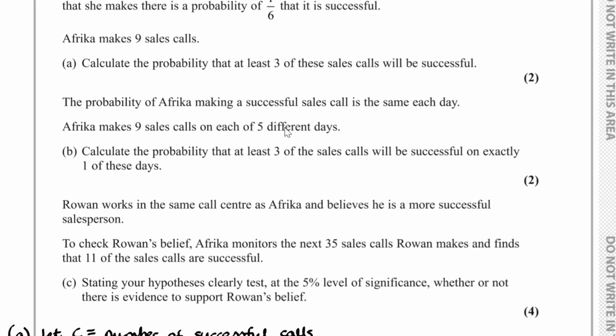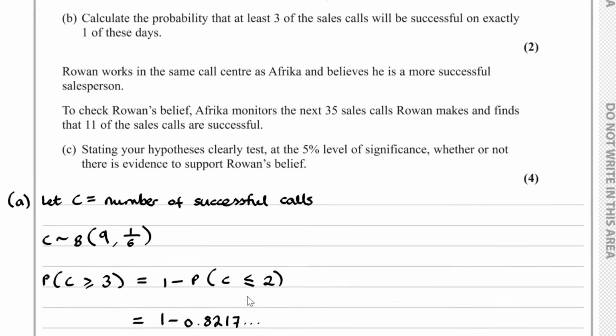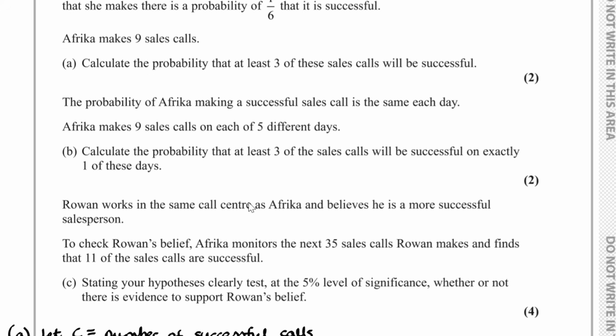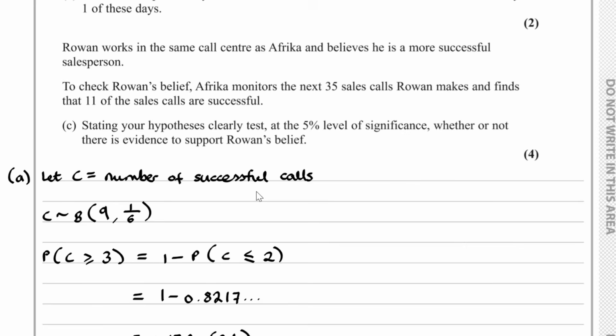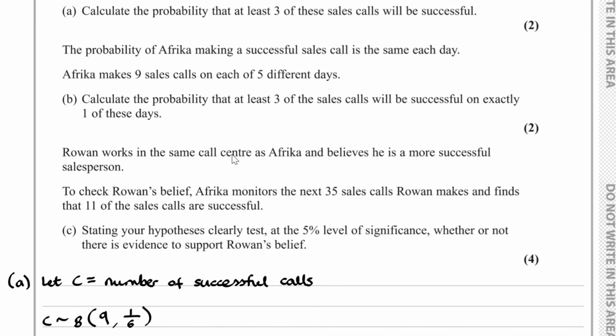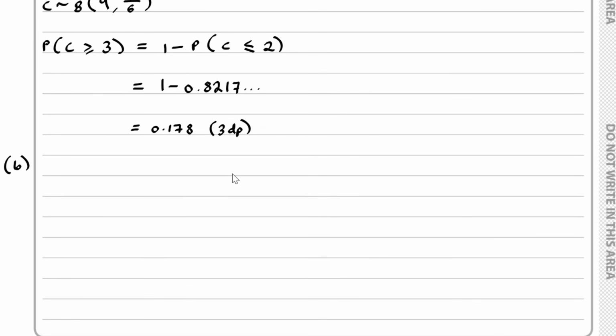And for each of these 5 days, essentially we're making 9 calls. And the probability that at least 3 of these calls will be successful is equal to this 0.178 which we calculated over here, and that's for each day. So the probability of success is essentially 0.178, etc. We can use a binomial distribution because each of the 5 days are independent of each other.